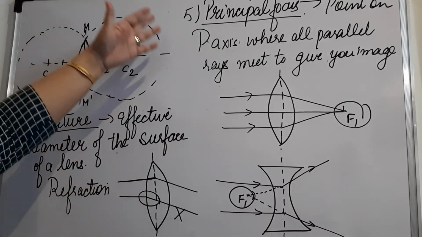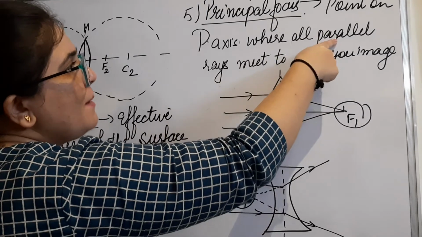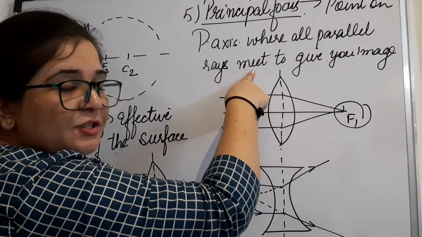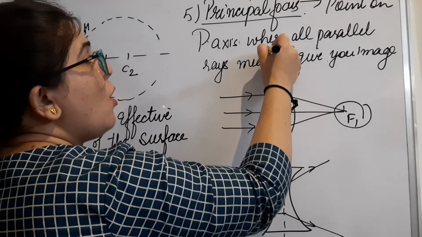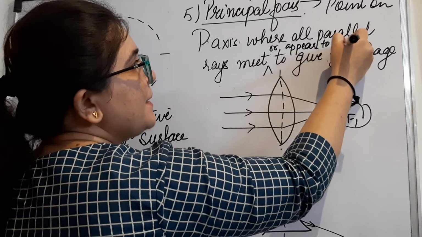So now again going back to the definition, point on the principal axis where all parallel, see these are parallel rays, all parallel rays meet, or we also can say or appear to meet. Why have I said appear to meet?